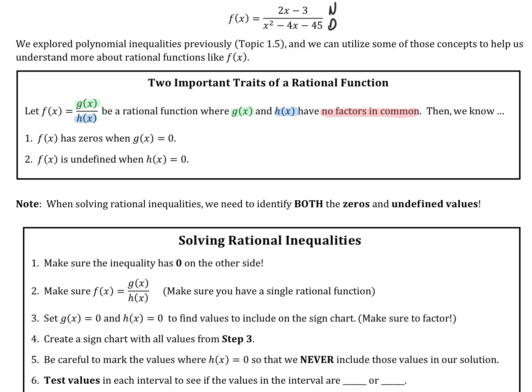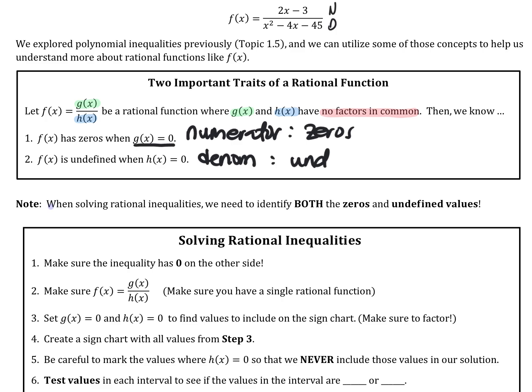So in short, in the numerator, you are going to find the zeros of the rational function once it is equated to zero. And f of x is undefined when h of x is equal to 0. The denominator is going to tell you the undefined values of x. They are not part of your domain.